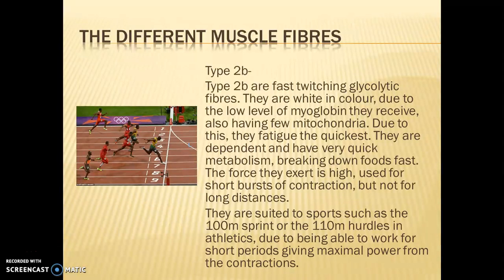The amount of force they exert is high, but can only be used in short bursts of contraction, not long distance or time, as they do not have enough mitochondria or myoglobin to respire enough. They are suited to sports such as the 100-metre sprint and the 110-metre hurdles in athletics, due to being able to work for short periods, giving maximal power from the contractions, and also using all the nutrients given from food.